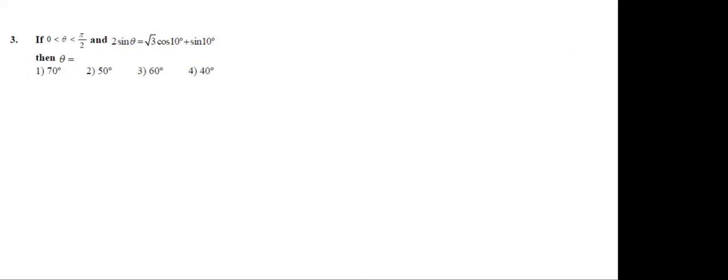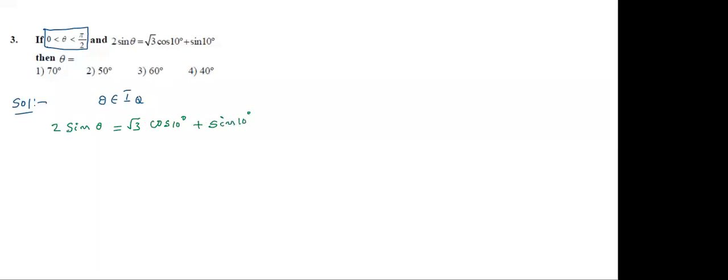Students, see the third question. First observe the given conditions. Here 0 less than theta less than pi by 2. So angle theta lies between 0 and 90, which means the first quadrant. So theta belongs to the first quadrant. This is one condition. Next, they have given 2 sine theta is equal to root 3 cos 10 plus sine 10.